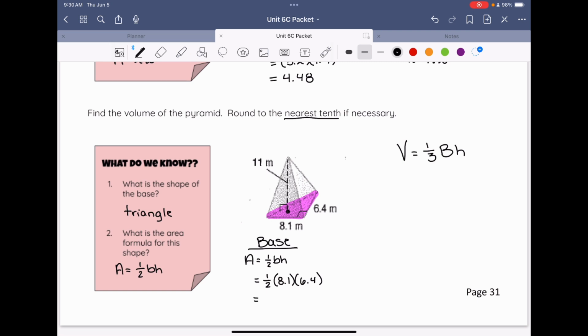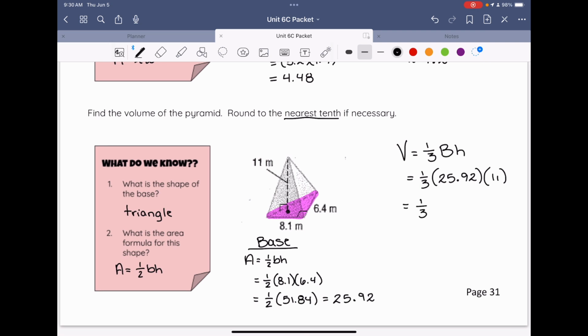Should get 25.92, or let's start here, 1/2 times 51.84, and then 92. I'm going to plug that in, so 1/3, 25.92 times the height of the pyramid, which is 11.